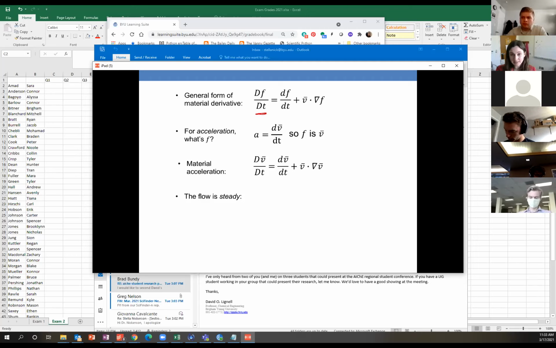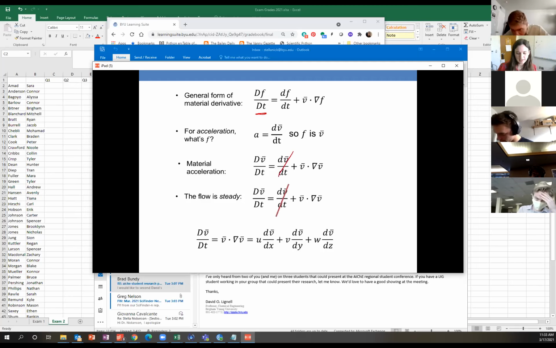What does that do mathematically to the material derivative equation I wrote out? That means we can eliminate the dv dt. Yes. Yeah. Right. Okay. All right.